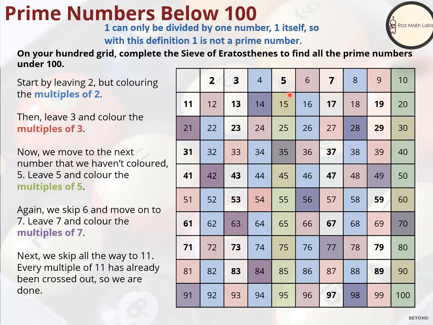2, 3, 5, 7, 11, 13, 17, 19, 23, 29, 31, 37, 41, 43, 47, 53, 59, 61, 67, 71, 73, 79, 83, 89 and 97. Wasn't it an easy method to find out the prime numbers till 100?